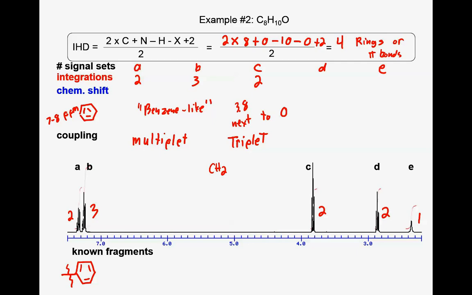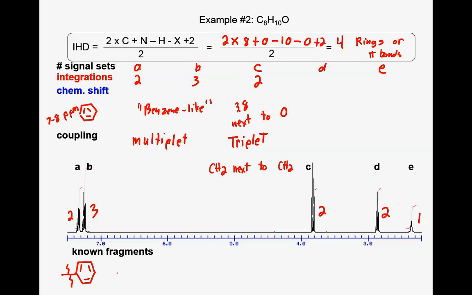So how many neighboring protons does it have? 2, right? Because of the n+1 rule. So if it has 2 neighboring protons, 2 plus 1 is 3, and we expect to see 3 peaks, and that's exactly what we've got. So most likely what we're looking at is a CH2 next to a CH2. And so if it's got a CH2 on one side, well, what have we already learned that it must have on the other side? An oxygen, right? And that's based off of the chemical shift.